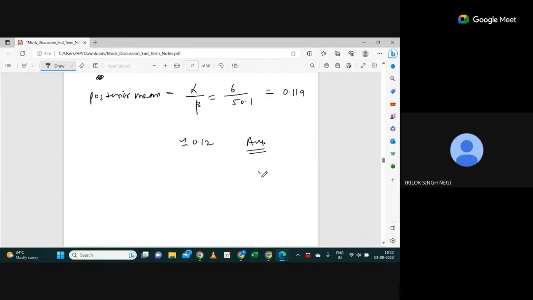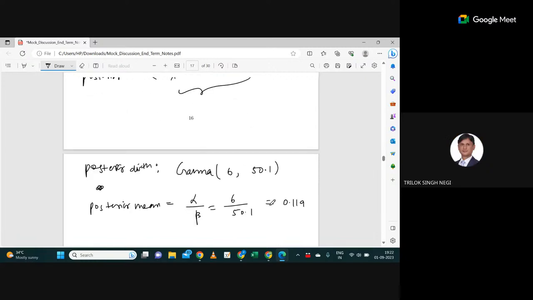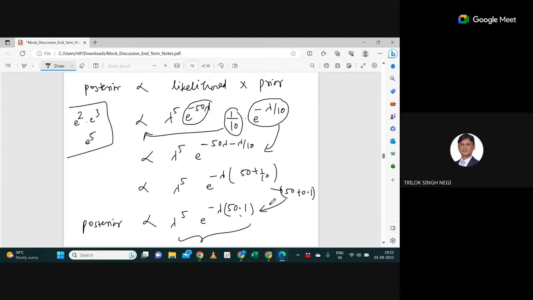Sir, in the prior, can we keep lambda in place of 1 by 10?